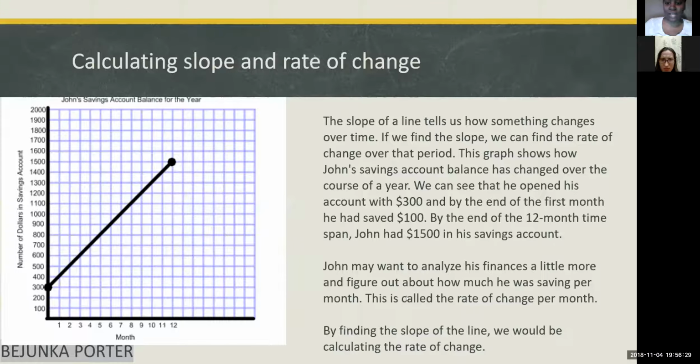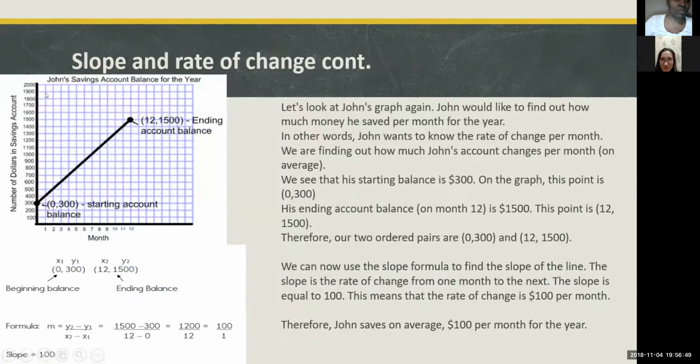John may want to analyze his finances a little more and figure out how much he was saving per month. This is called the rate of change per month. By finding the slope of the line, we would be calculating the rate of change. And the next slide will show you more about rate of change using the same problem.